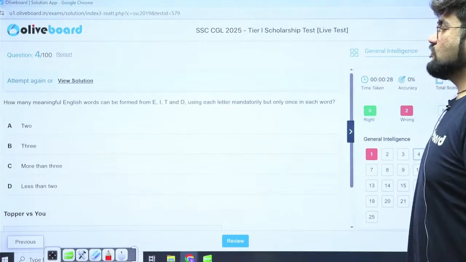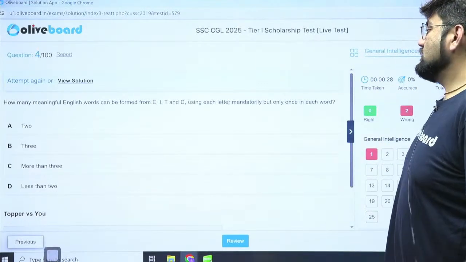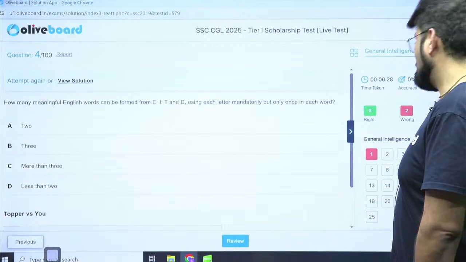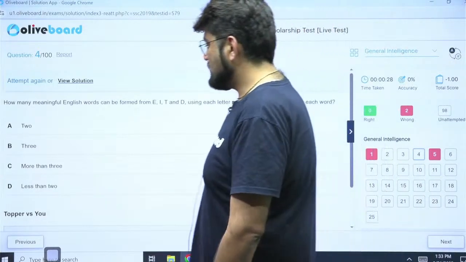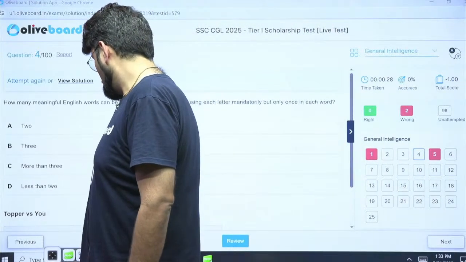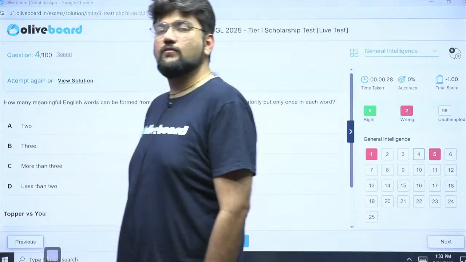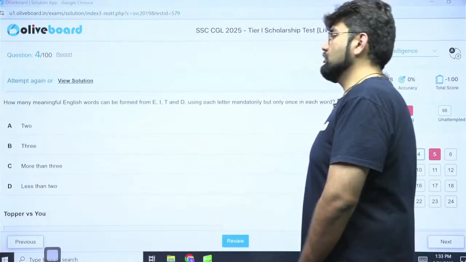How many meaningful English words can be formed from EITD using each letter mandatorily but only once in each word? So each letter has to be used mandatorily and only once in each word. So you have to only form 4-letter words from all these 4 letters. Yes, try this.